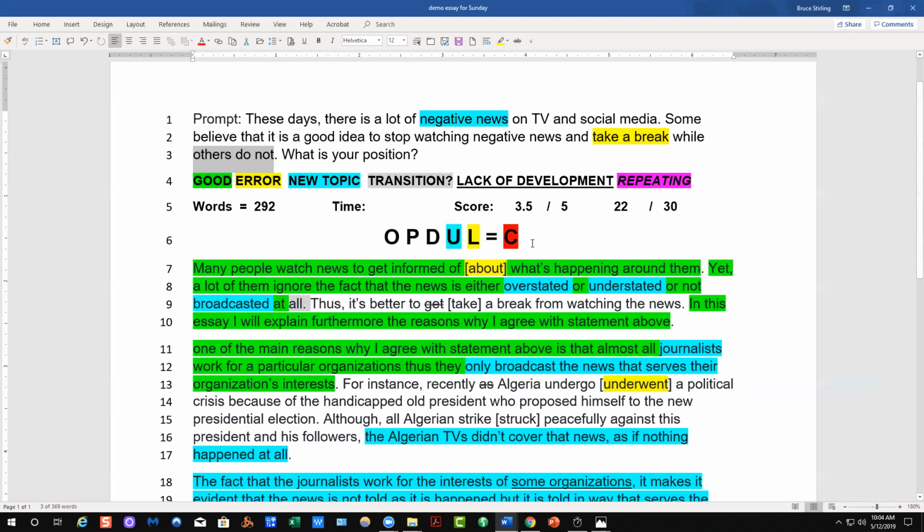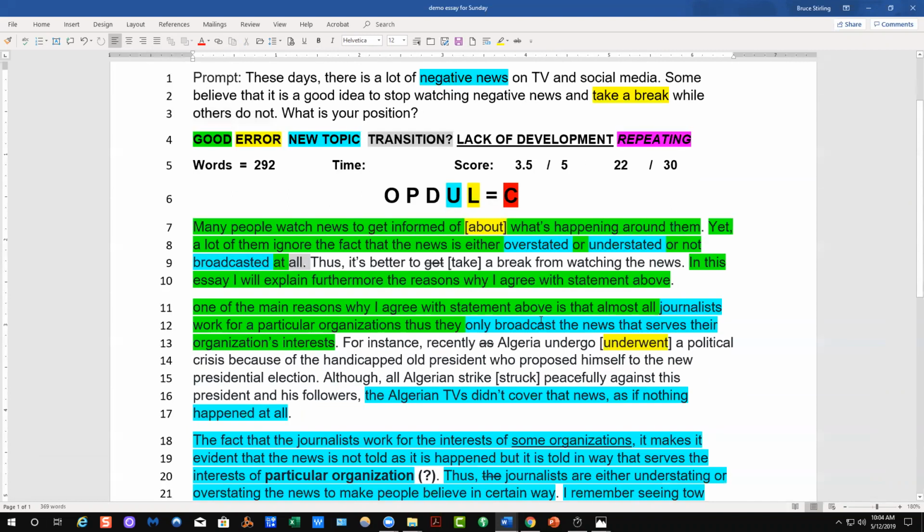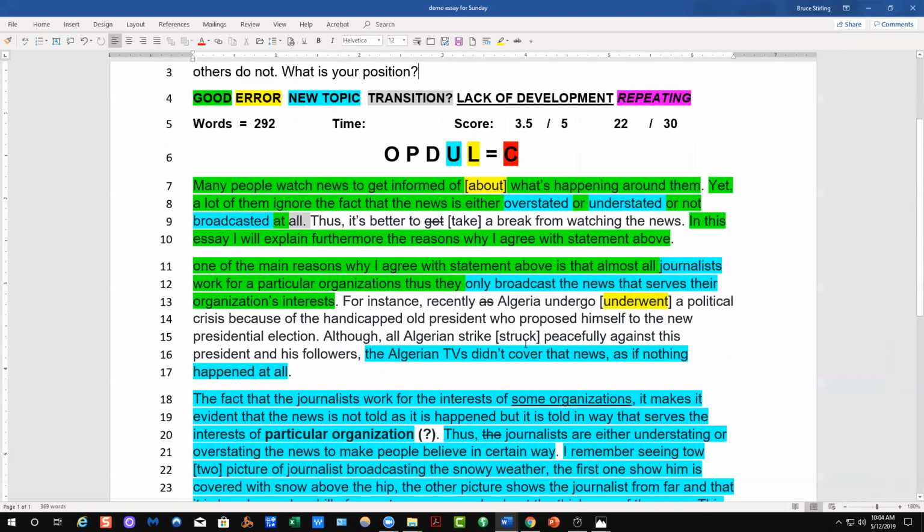Politicians are corrupt and there's nothing I can do about it. Or the world is going to hell. Everybody's fighting. There's nothing I can do about it. Or maybe I'm a journalist and it's my job to watch news. I don't know. Okay. So with this essay, you can have some really good examples of negative news.